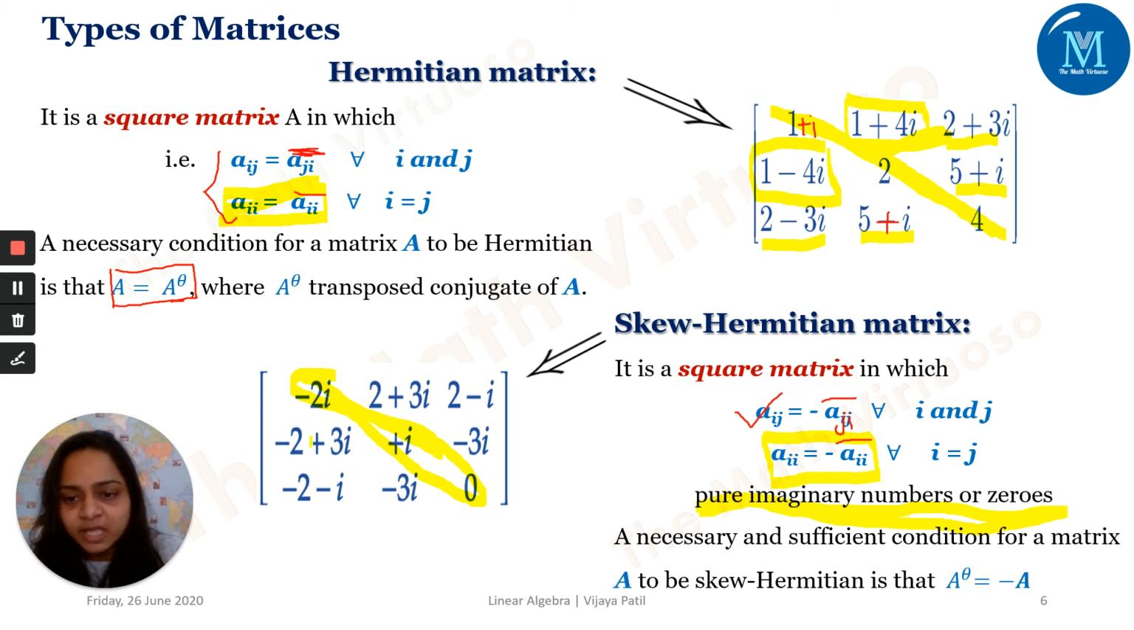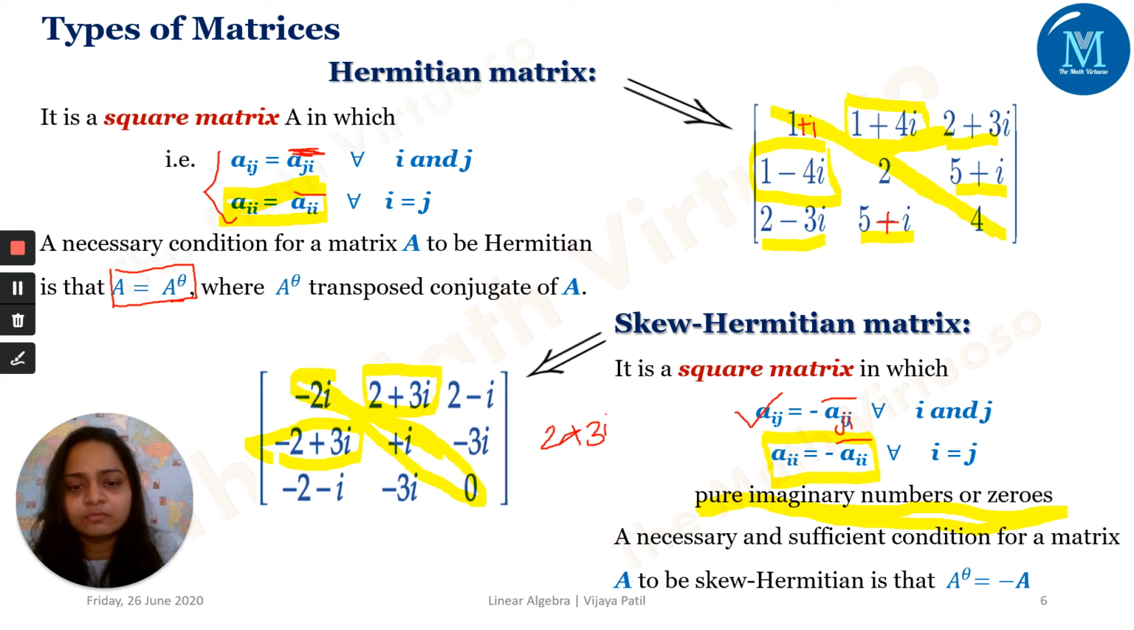Similarly, it's minus 2 plus 3i, and 2 plus 3i. If you observe these two elements, what is your observation? Are they conjugates of each other? No, they are not. But yes, they are negations of their conjugates. Let me just do one for you. So if I have 2 plus 3i here.